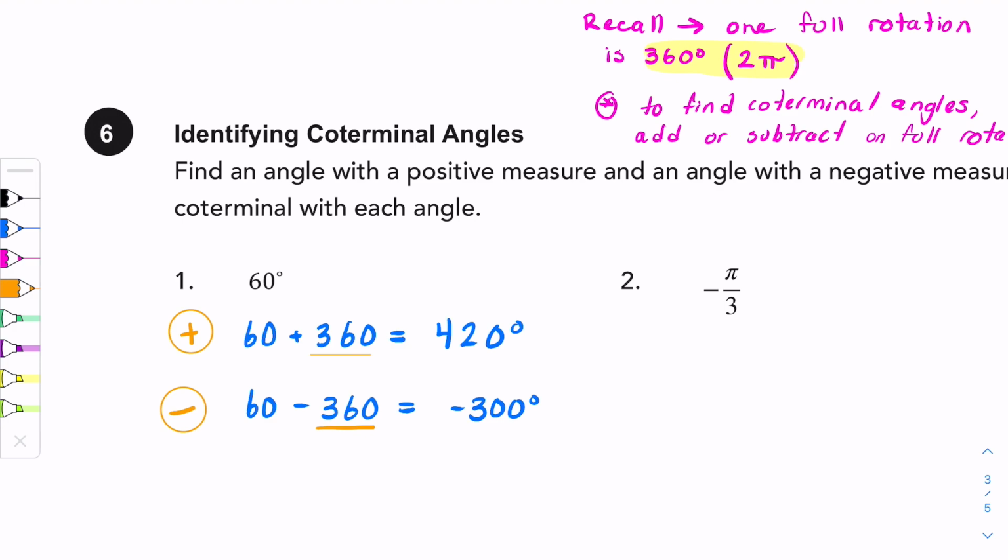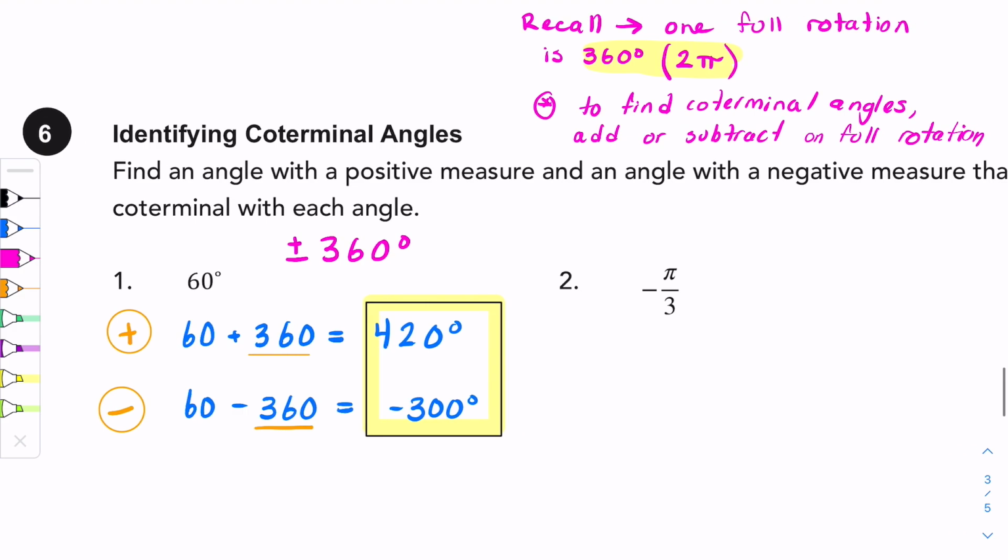All right, if you want to, you can graph them and you can indicate that they are both using the same initial and terminal side. So here's your two coterminal angles, one positive, one negative. To find this, we add or subtract 360.